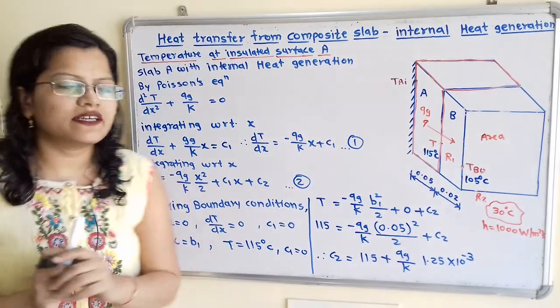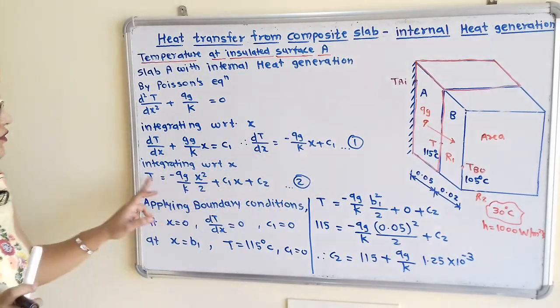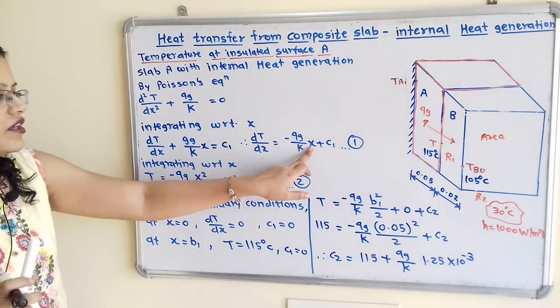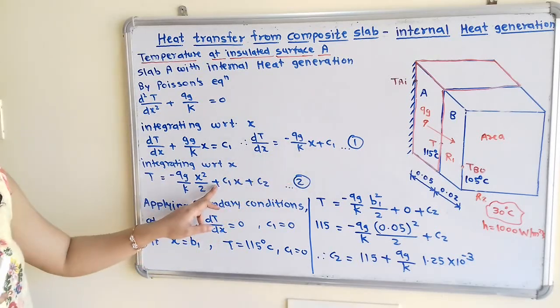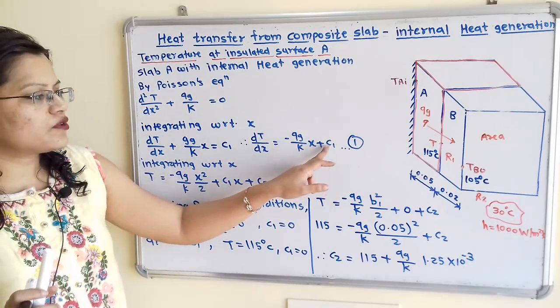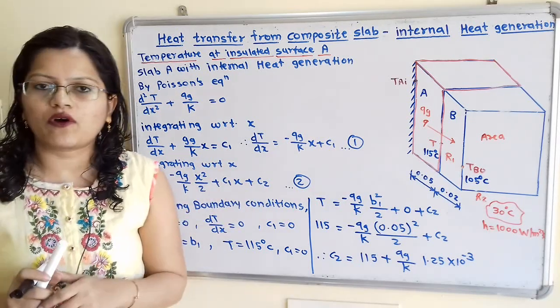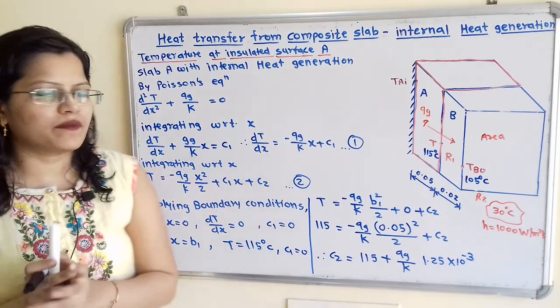Now again we will integrate this equation with respect to x on both sides. So T is equal to minus Qg by K. Now here x is there, so the integration of x dx is x square by 2. For the constant C1 we will write C1 x, and again we have to take a constant of integration, that is plus C2. So this will be equation number 2.